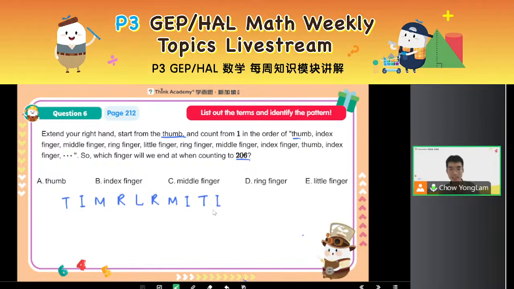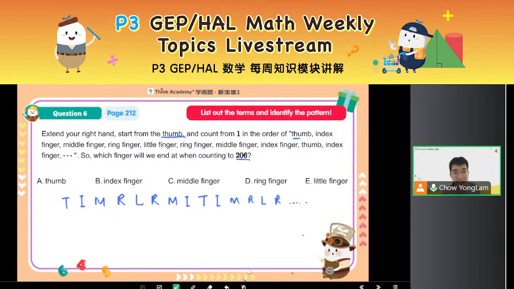Now think about it. I stop here for a while. Thumb, index, middle, ring, little, ring, middle, index, thumb, index. Where do you think I'll go next? Maybe take some time to think. Middle, then ring, then little, then come back to ring, then so on and so forth. At this point, you might have realized where is the repeating pattern.